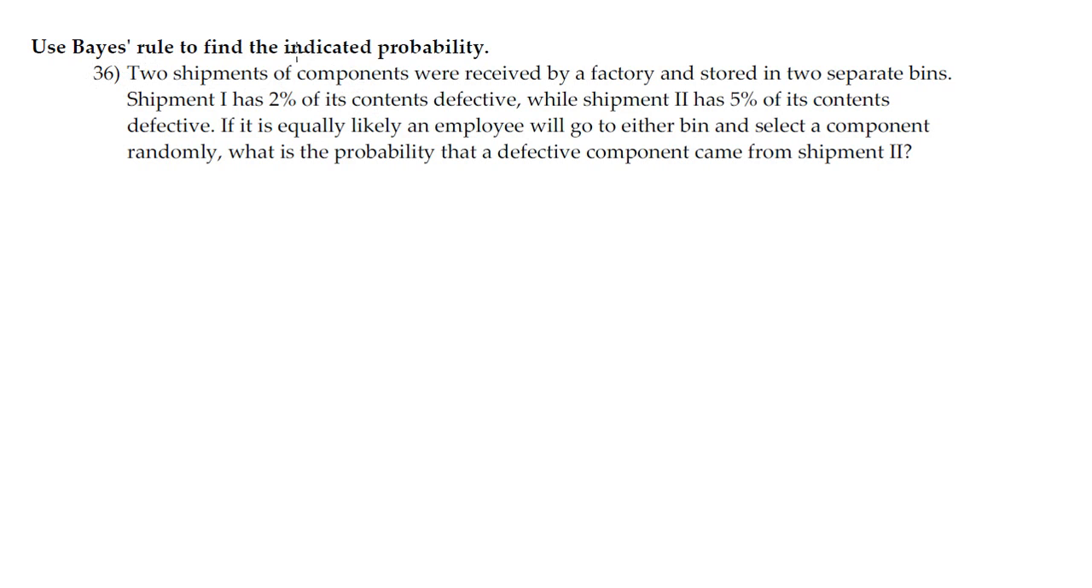36 asks us to use Bayes' rule. Rather than using Bayes' rule, I like to show it. So we've got two shipments. So let's make our tree diagram. Shipment 1 and shipment 2.